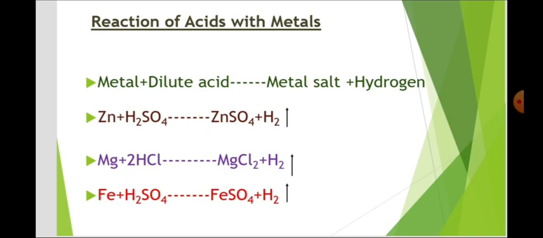Here is a general statement, students. Metals, when they react with dilute acids, form metal salt plus hydrogen gas. Zinc plus sulfuric acid gives zinc sulfate plus hydrogen. Mg, magnesium plus hydrochloric acid produces magnesium chloride plus hydrogen. Iron plus sulfuric acid gives iron sulfate plus hydrogen gas.